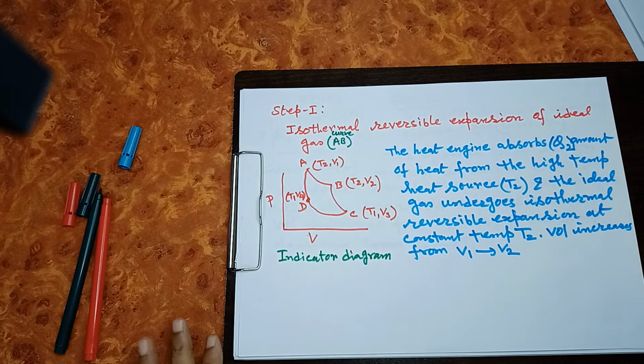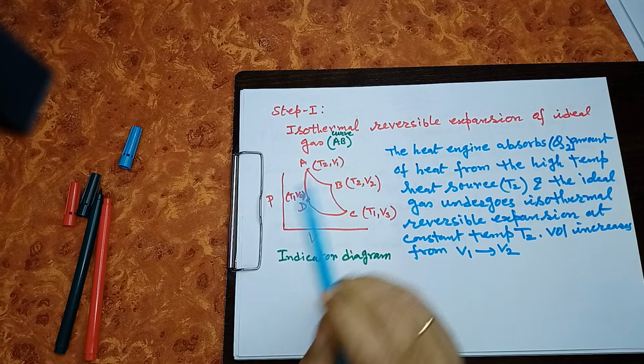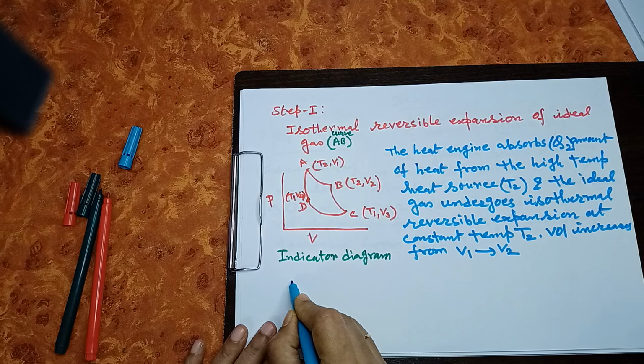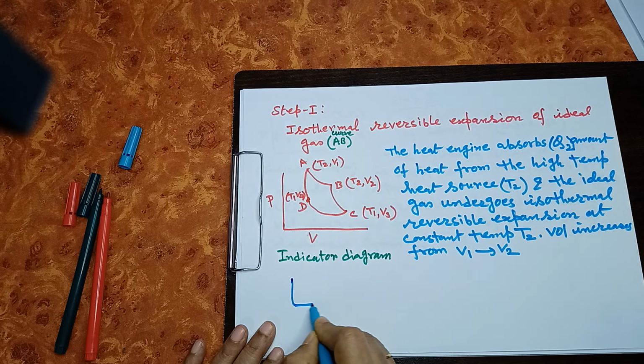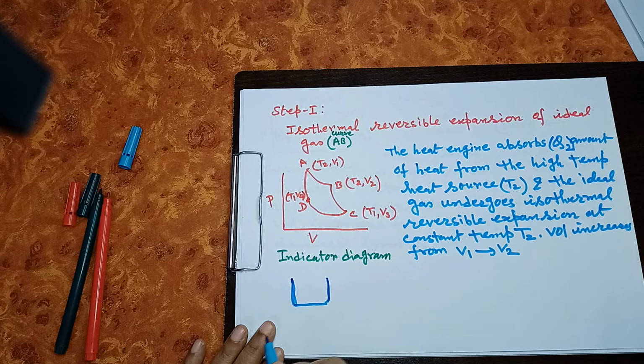Right? Now, let's see the first step, which is isothermal reversible expansion. Here the heat engine, as I told you in the last video, the Carnot heat engine is a cylinder. Okay? And the walls of the cylinder are insulated.